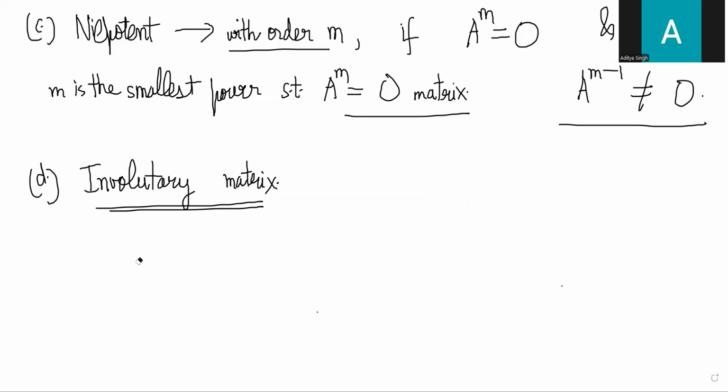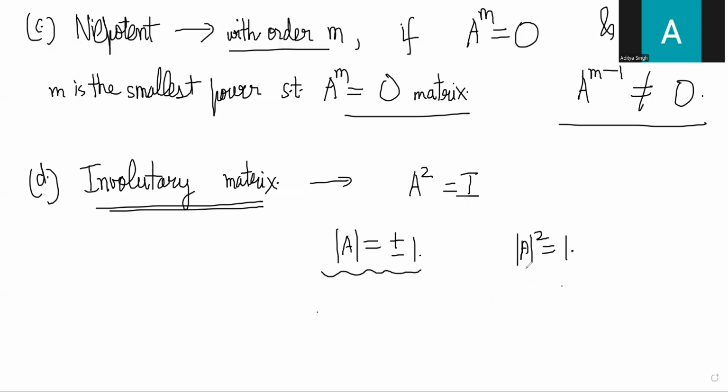The next thing is the involutory matrix, and the condition for involutory is a square is equal to I. Then that matrix is known as involutory. And obviously det of A here is plus or minus 1, because here you will get det of A whole square is equal to 1, right?